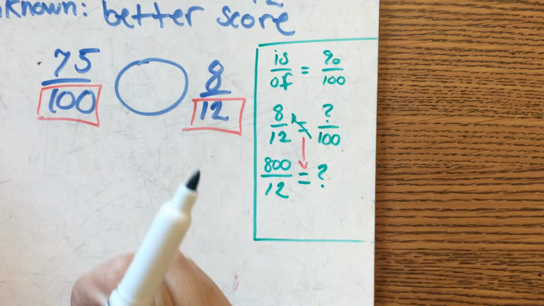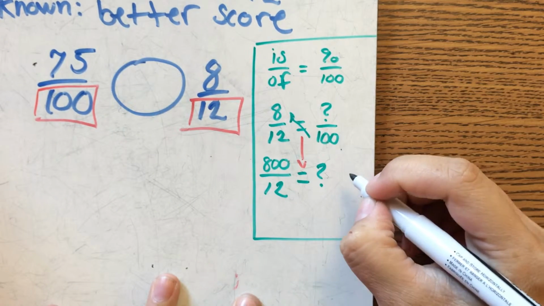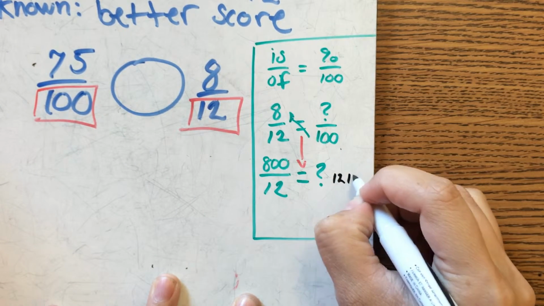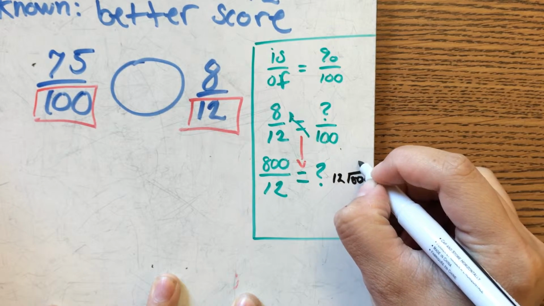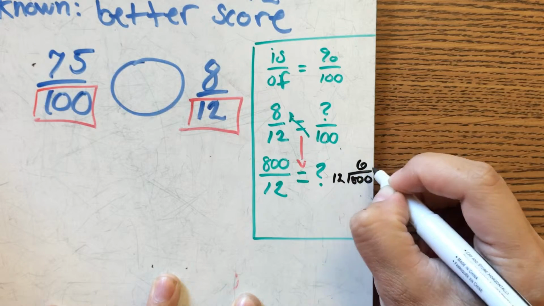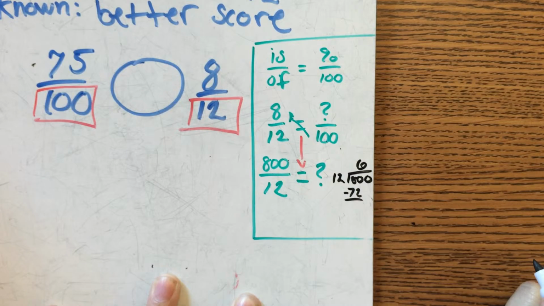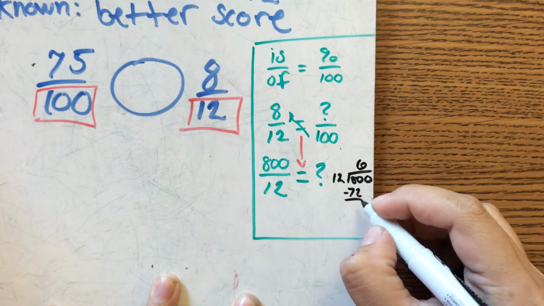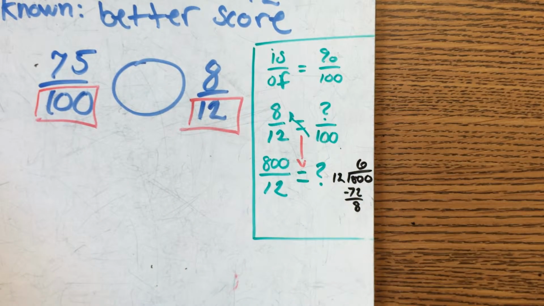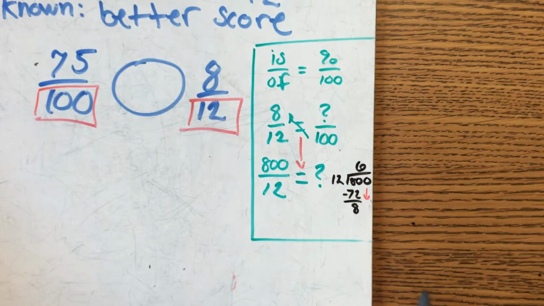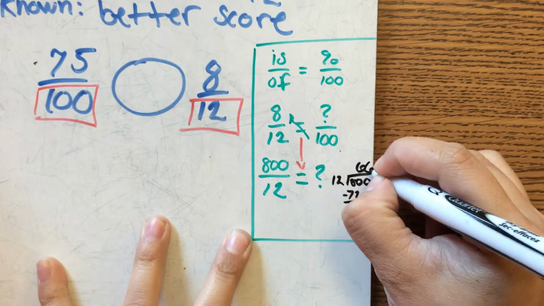Here, I'll do a little side note in a different color so you don't get confused. We're going to do it the long division way. 12 goes into 800 how many times? 12 goes into 80 6 times. 12 times 6 is 72. I'm going to subtract. 80 minus 72 is 8. Copy down the 0. 12 goes into 80 6 times again.